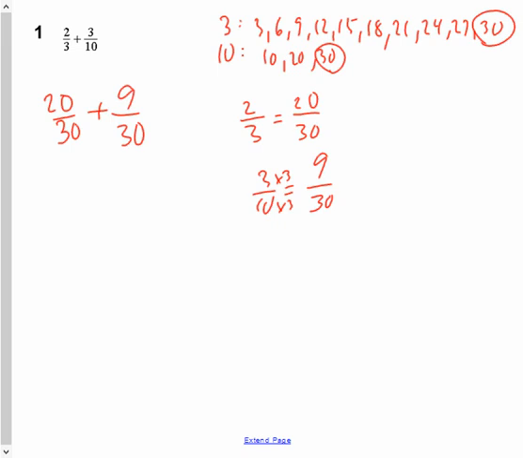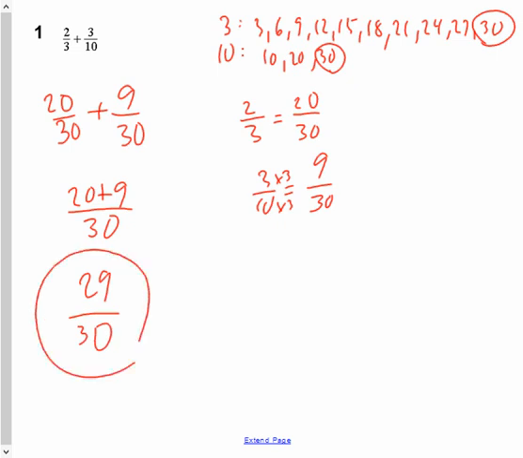So instead of saying 2/3 plus 3/10, we can actually say 20 30ths plus 9 30ths, which if we add the numerators to figure out how many 30ths we have in total, your answer is 29 30ths. Now we know that's lowest terms because 29 is what we call a prime number, and the only things that are divisible into prime numbers are 1 and itself. And since 29 is not a factor of 30, we can't reduce it any further.